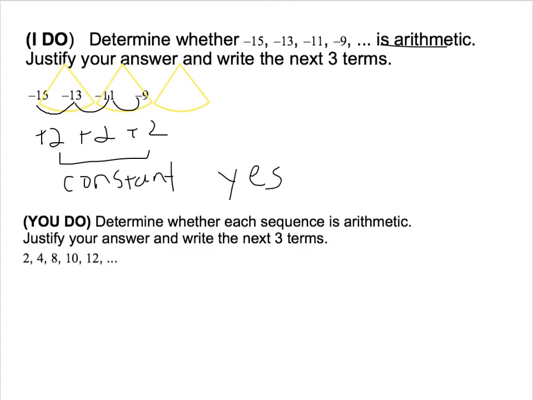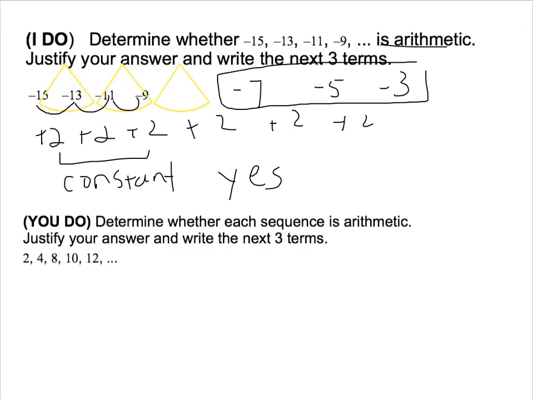And then we need to write the next 3 terms. If we add 2 again, we would get negative 7, add 2 again, negative 5, and add 2 again, negative 3. So here are our next 3 terms. Pause the video for a moment and try the next one.